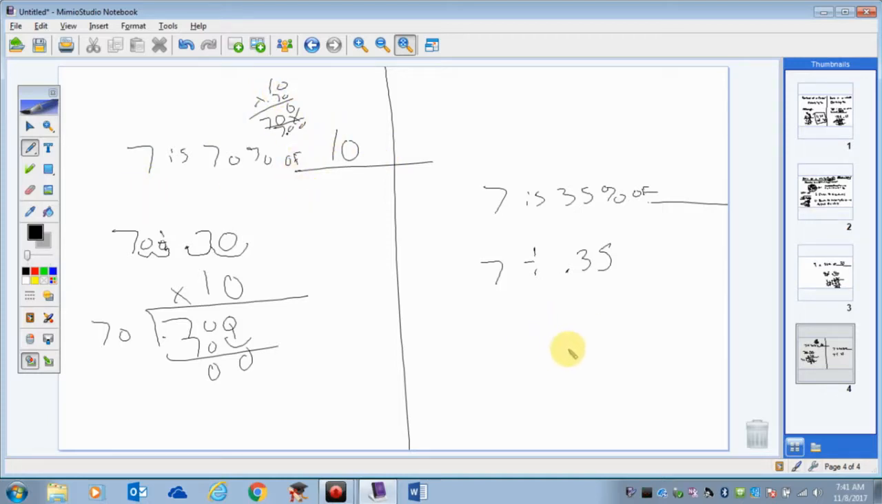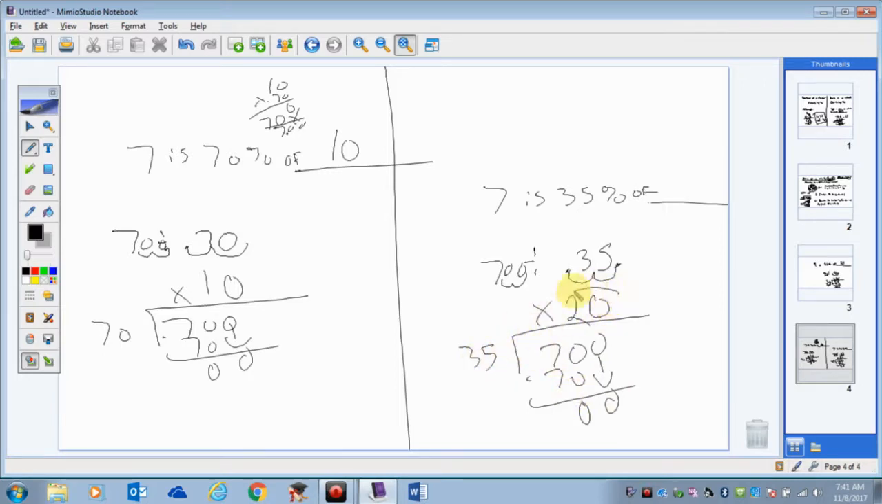All right, so 7 divided by 0.35. We got to move our decimal 2 places here. Got to move it 2 places here, so it's going to be 700 divided by 35. 35 will not go into 7, it will go into 70 2 times. 35 times 2 is 70. 70 minus 70 is 0. Bring down this 0. 35 will go into 0 0 times. So our answer is 20. 7 is 35% of 20.